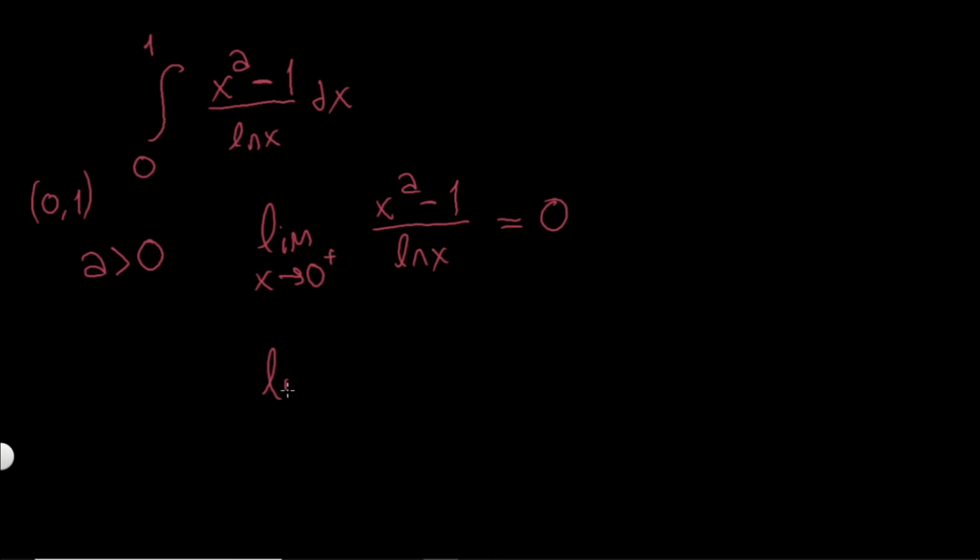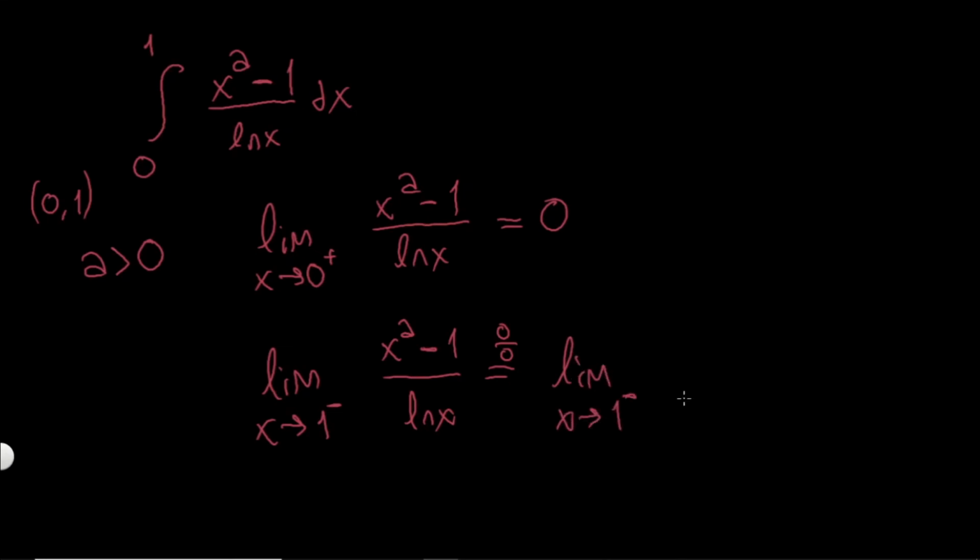And for the upper limit, as x goes to 1 from the left side, x to the a minus 1 over ln x. This is a bit more problematic because if I put x is equal to 1, this will be 0 over 0. There's an indeterminate situation here. So this is 0 over 0, so I can use L'Hopital, and I can say limit as x goes to 1 from left.